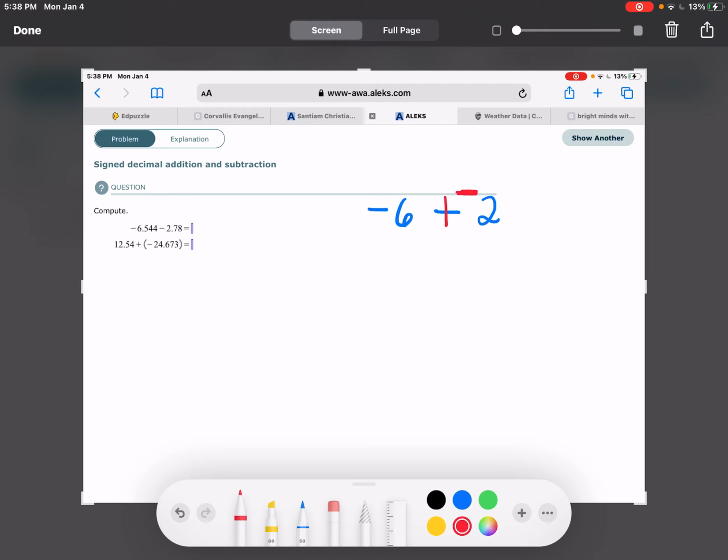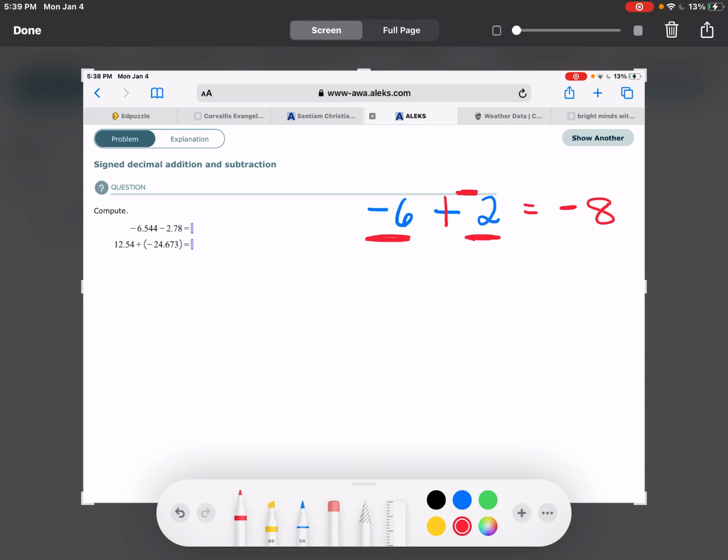So if that had been a negative 2, it would become a positive, but it was positive, so it becomes a negative. Then, if I'm adding two negative numbers, it just becomes a bigger negative number. It's like they join forces, right? 6 bad guys, 2 more bad guys, 8 bad guys, right?